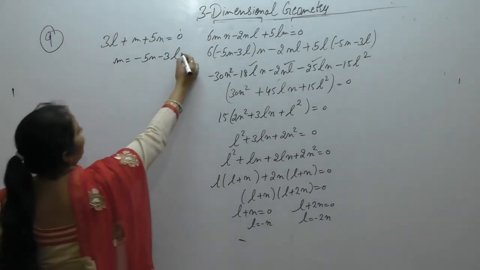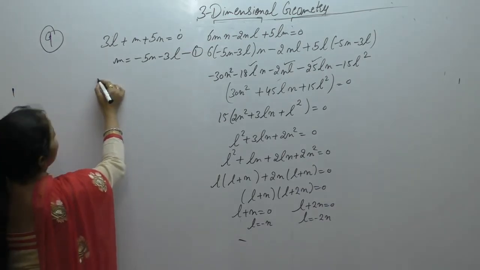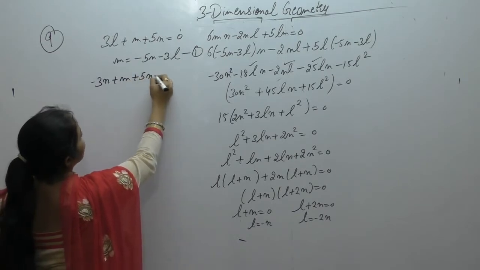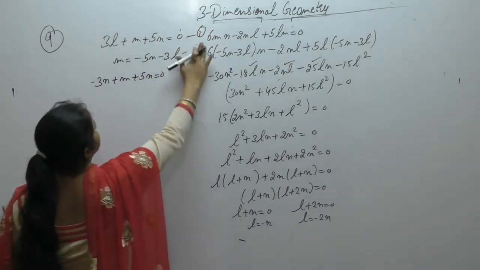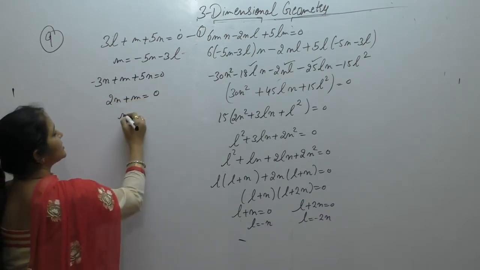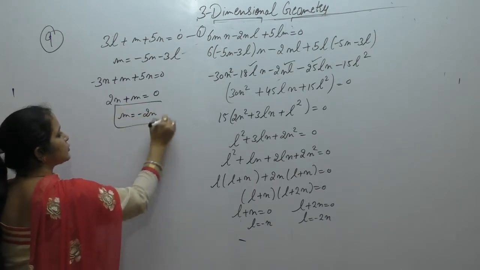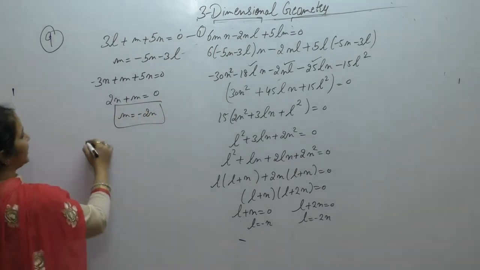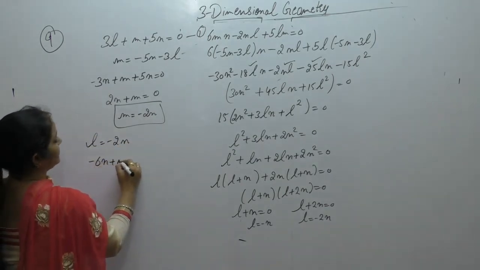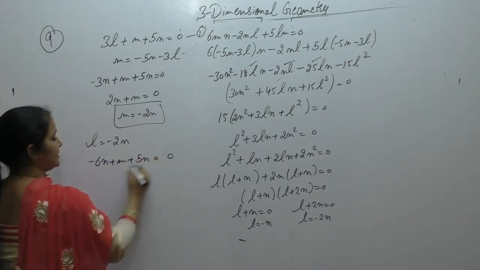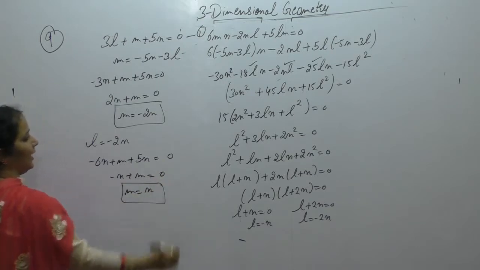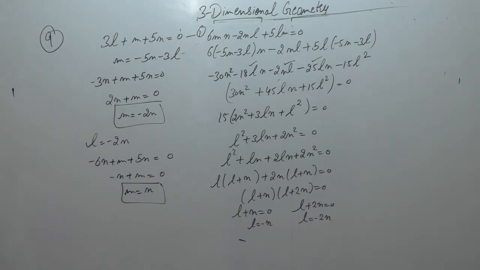Now put the value of l in equation 1. If l is -n, then -3n + m + 5n = 0, let it be 1. 5 minus 3, 2n + m = 0. Then we get m = -2n. Now put l = -2n in 1. -6n + m + 5n = 0. -n + m = 0. Then m = n. Note up to here.